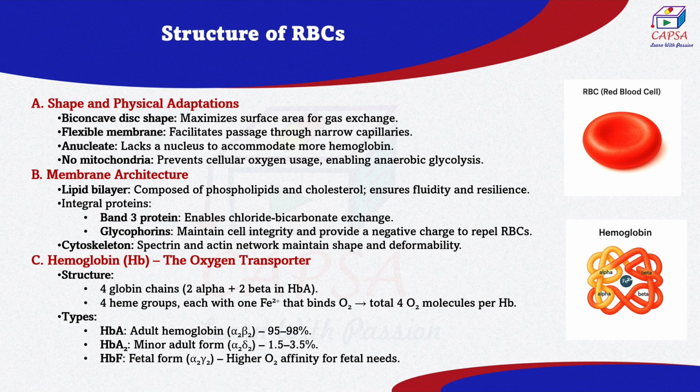Let's begin by understanding the structure of red blood cells, or RBCs. These cells are highly specialized for their role in gas transport. The first thing to notice is their biconcave disc shape. This design is not random. It significantly increases the surface area to volume ratio, which is ideal for rapid oxygen and carbon dioxide exchange.